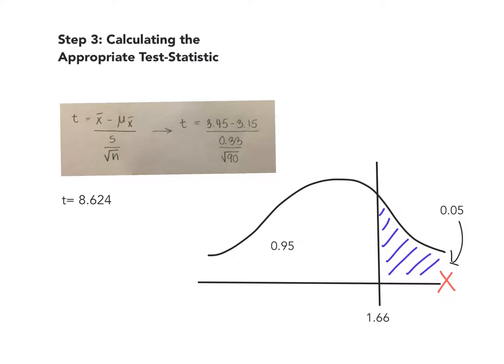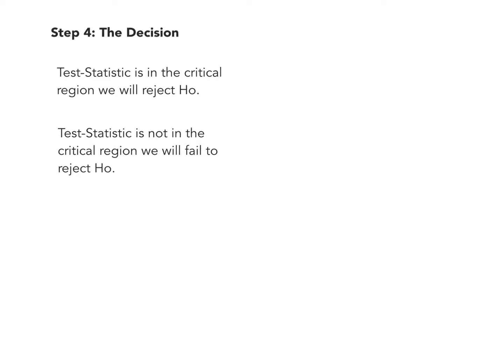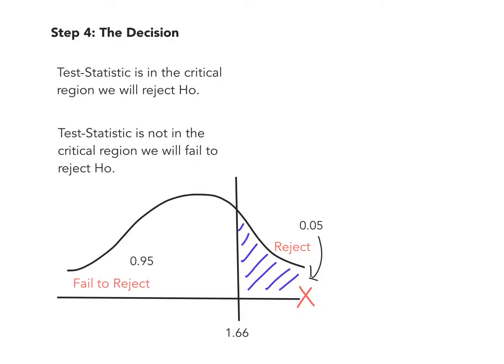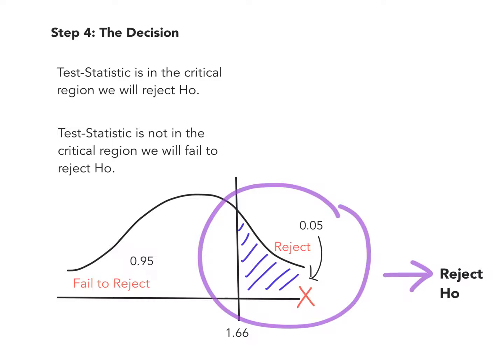the decision. Given our test statistic calculation, we now have to decide whether to reject or fail to reject H0. If our test statistic is in the critical region, we're going to be rejecting H0. If the test statistic is not in the critical region, however, we will fail to reject H0. Looking at our graph allows us to see that our test statistic is indeed in the critical region, and therefore we will reject H0. Now, all we have to do is step 5, the conclusion.